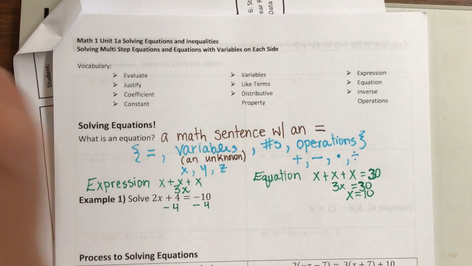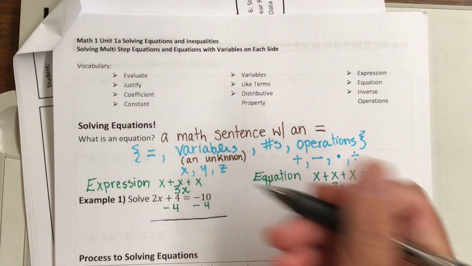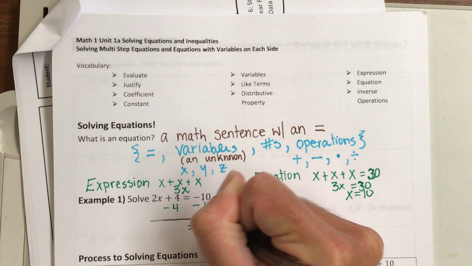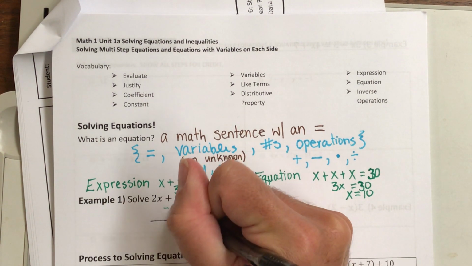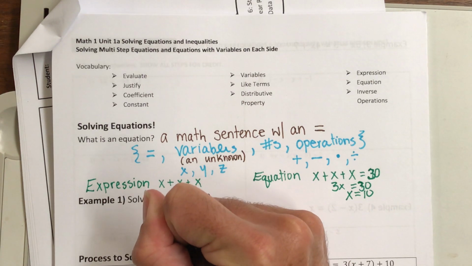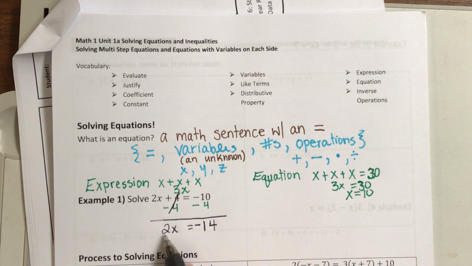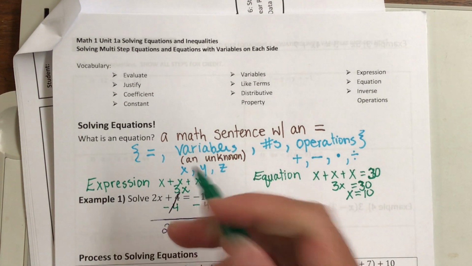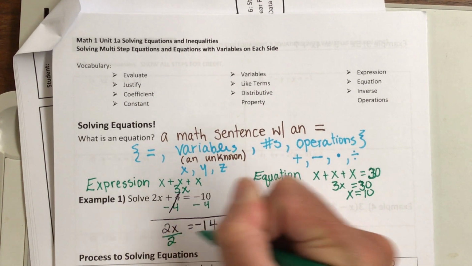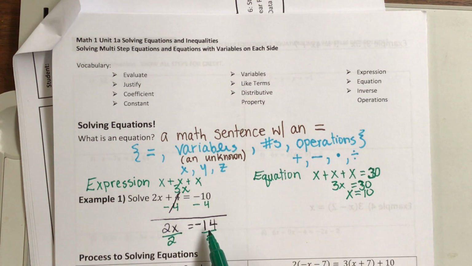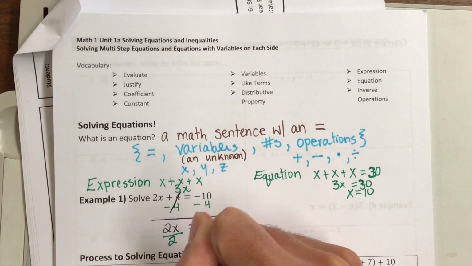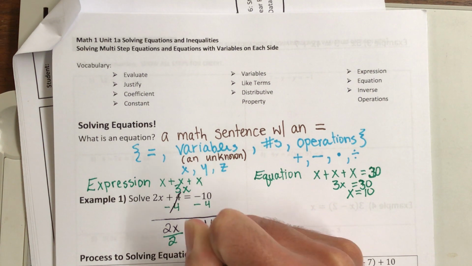So now I've got to say, what is negative 10 and negative 4? Negative 10 and negative 4 is negative 14. The 4's cancel out, leaving me with the 2x. Now, remember, when you've got a number and a variable side by side, they're glued together by multiplication. So how do I undo multiplication? What's the opposite? Division. So negative 14 divided by 2 is negative 7. So now I know the value of x is negative 7.